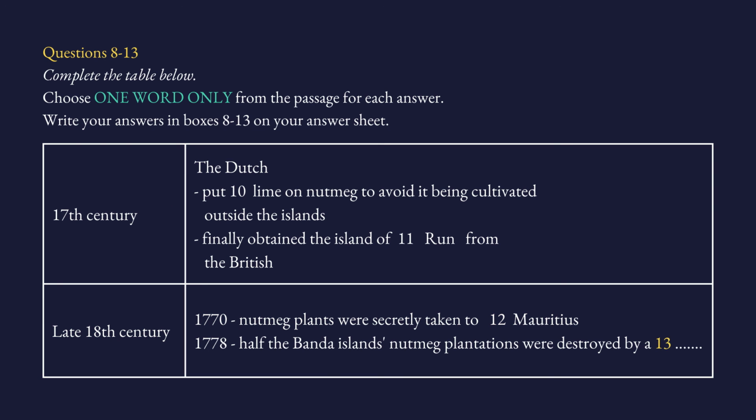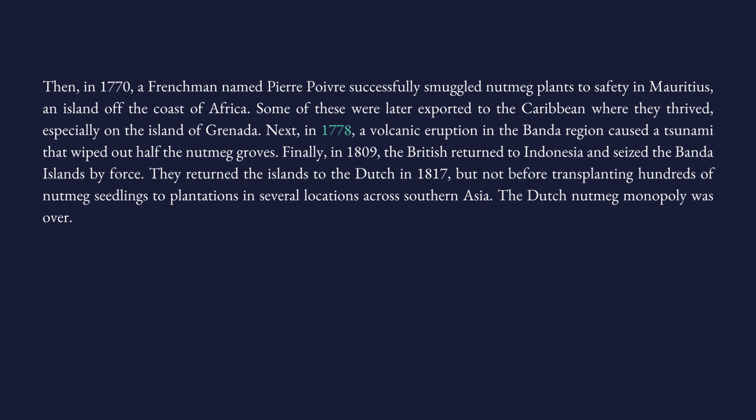Question number 13. 1778, half the Banda Islands nutmeg plantations were destroyed by a something. So there was something that destroyed half of those plantations. What are the keywords? A very helpful one, 1778. Numbers always help greatly because it's easy to find them. We have half, we have Banda Islands, nutmeg plantations destroyed. We have lots of keywords. This is an easy question to find. And the answer is right after the answer to the previous question.